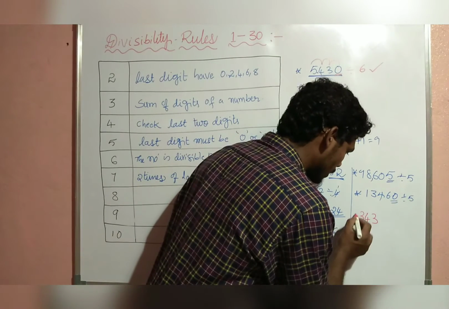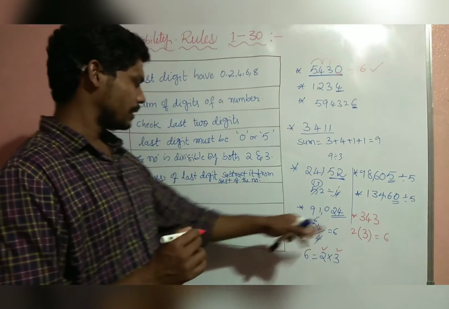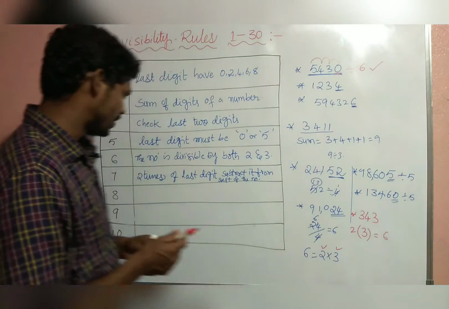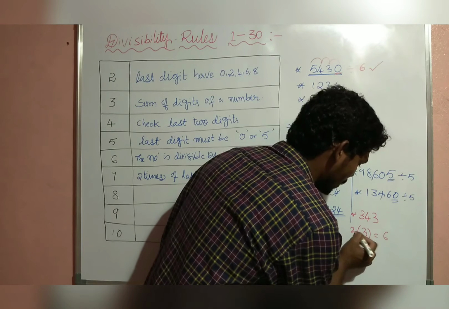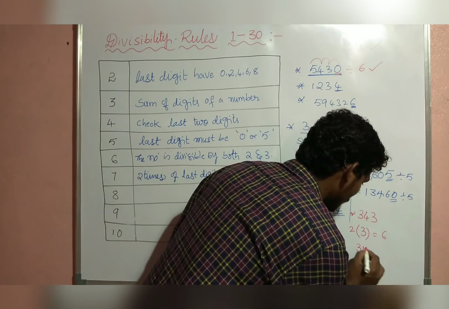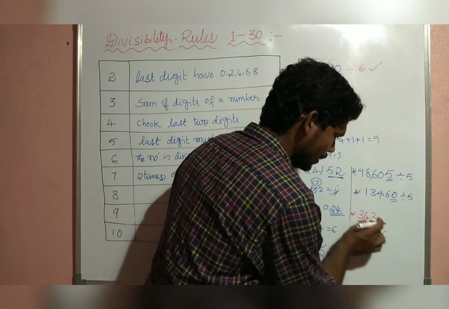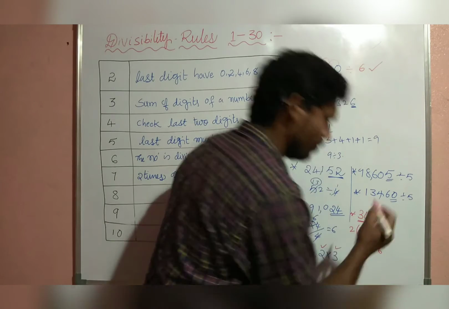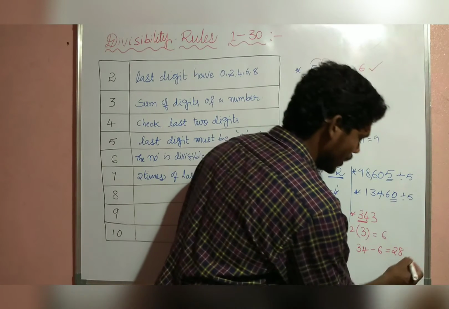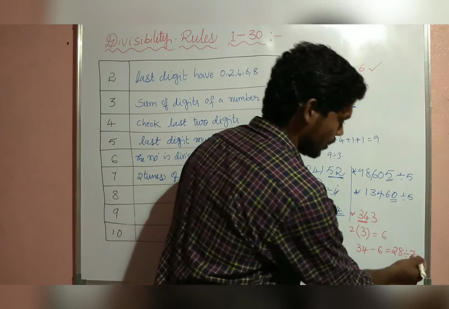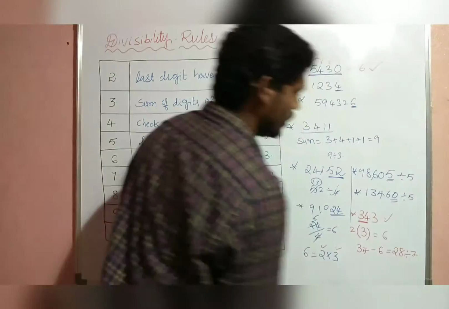Here the last digit is 3. So 2 times 3 is 6. That result is subtracted from the rest of the number. The rest of the number is 34. So 34 minus 6 is 28. Is 28 divisible by 7 or not? Yes, 7 fours are 28. So 343 is also divisible by 7.